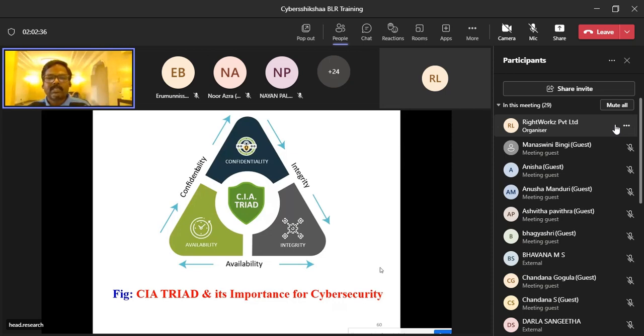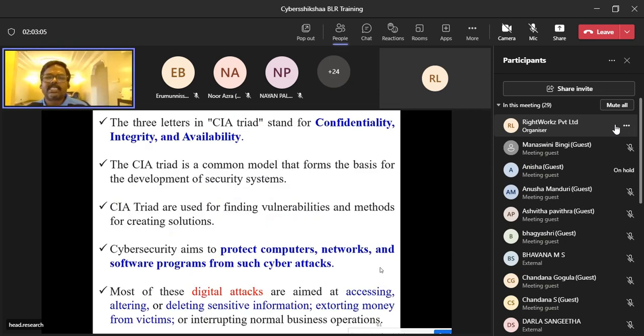Confidentiality means how securely you are protecting data and information in the system, server or data center. And integrity means different file formats and different files are integrated into a single understandable format by using the integration concept. Availability means 24/7 we are getting service from the cloud or cyber security server. So these three letters in the CIA triad stand for confidentiality, integrity and availability.